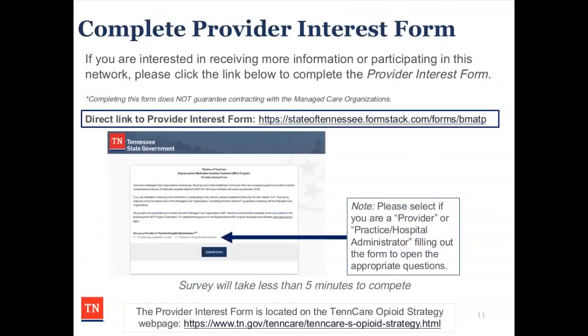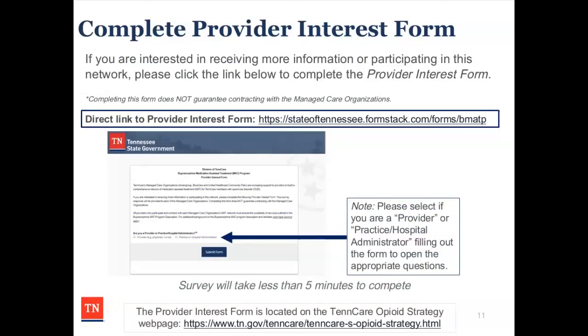Great. So for step number 4, to indicate interest that you want to join the network, we have a link available, and that's the top link in the box that says direct link to provider interest form. If you click that, it will open up a form. Filling out this form doesn't guarantee contracting, but will help us share this information with the MCOs to show that you're interested in starting the process.